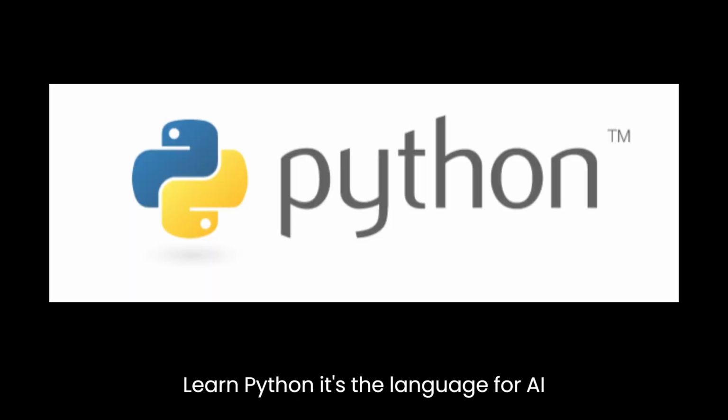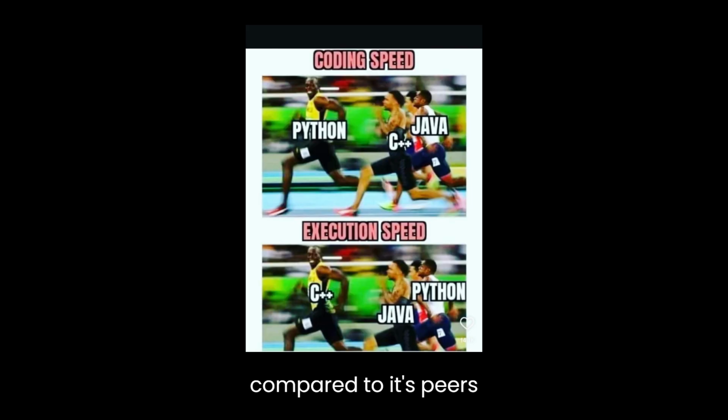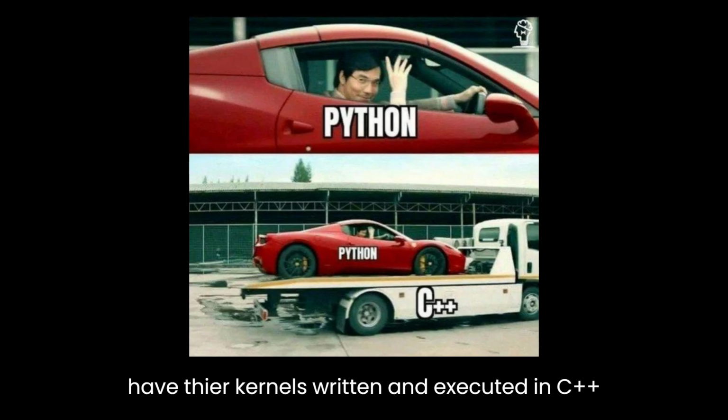Learn Python. It's the language for AI. You don't need to worry about it being slow compared to its peers like C++ or Java, because the libraries used to write AI in Python have their kernels written and executed in C++. So its speed meets convenience.